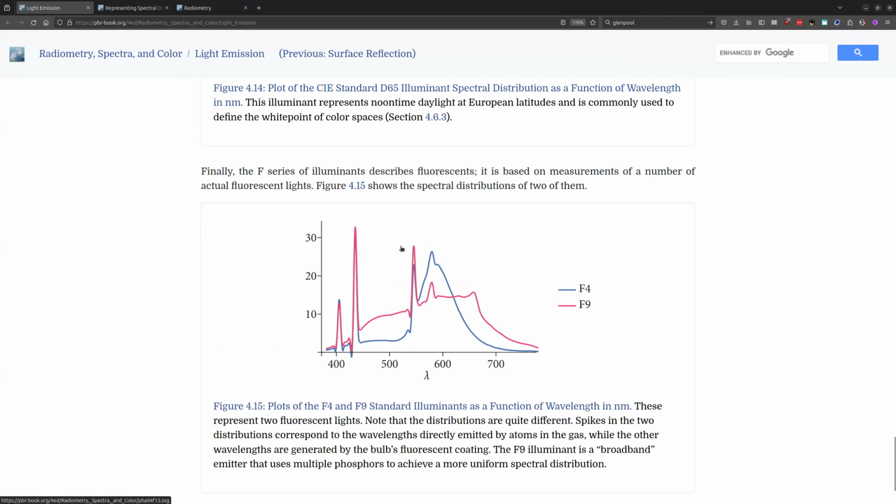Also, I saw a fun video about using the fluorescent light's peak to create a green screen effect. It was pretty cool, but kind of off topic.